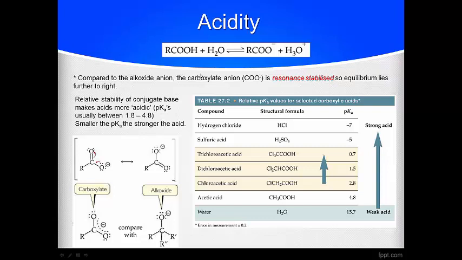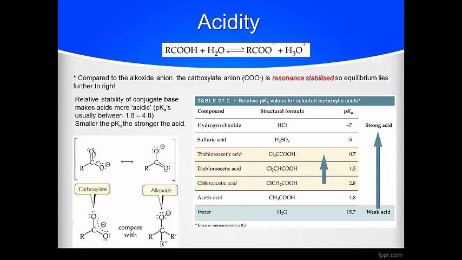Okay, so the relative stability of the conjugate base, so this carboxylate anion, makes acids more acidic. So the pKa's are usually between 1.8 and 4.8. So again, remember, the smaller the pKa, the stronger the acid. So let's have a look at this table here. So we've got hydrochloric acid, which is a strong acid, has a pKa of -7. Okay, so generally you don't talk about pKa with strong acids, it's only for the weak ones. It's a way of talking about weak acids.